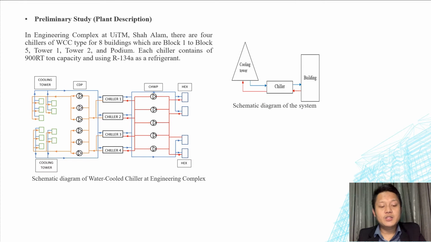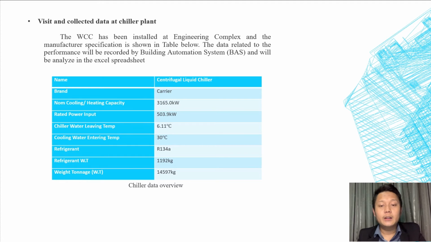Here is the simple schematic diagram for the process. Chiller to the building, and the hot air will be back to the chiller and go to the cooling tower. The cooling tower will reduce the temperature and enter the chiller.